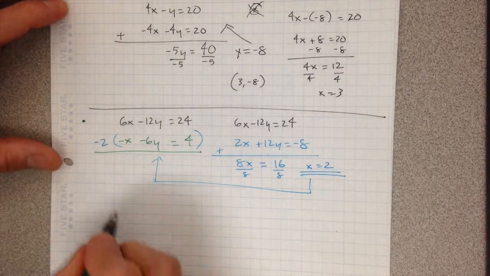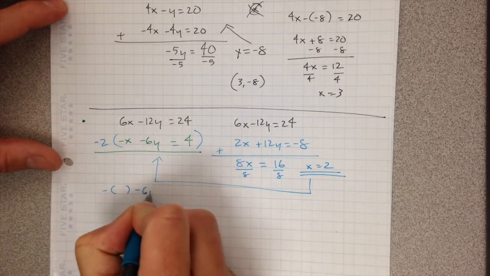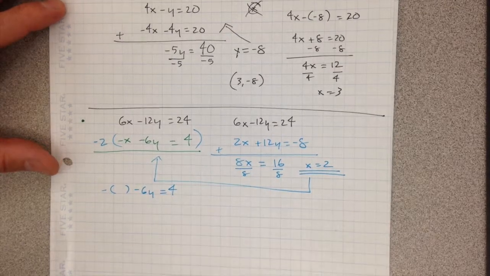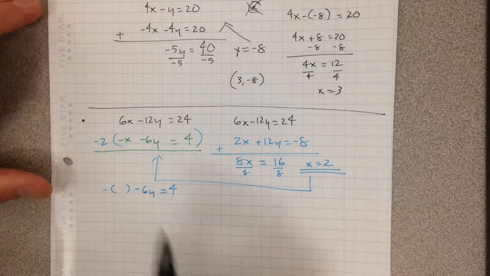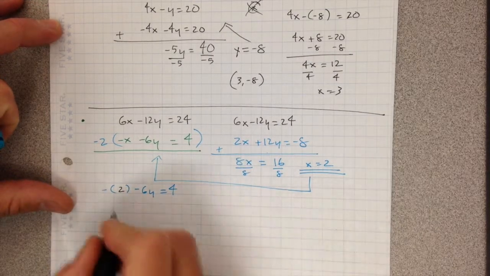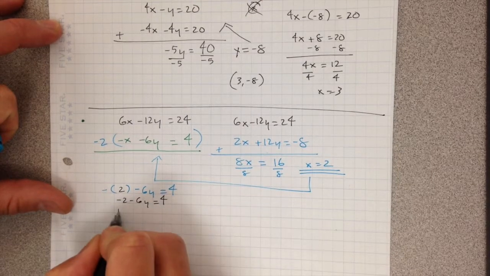It seems slightly easier. So we have negative x minus 6y equals 4, and my x value here is a value of 2, so 2 will get subbed here into these parentheses. Negative 2 minus 6y equals 4, add 2.